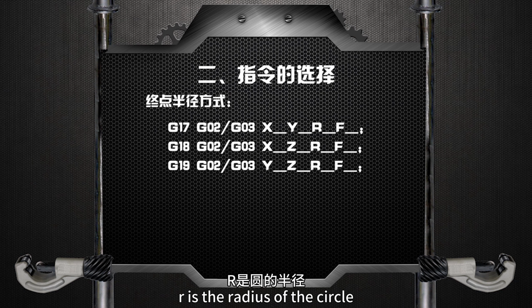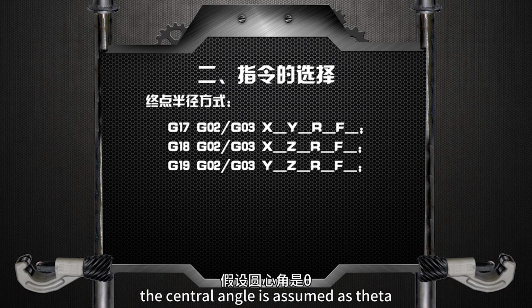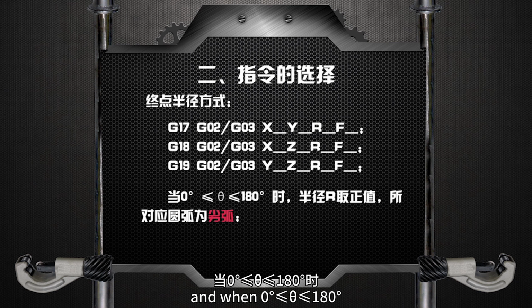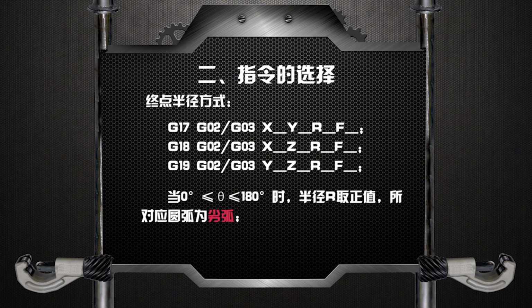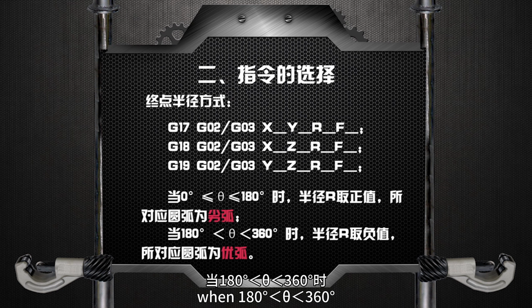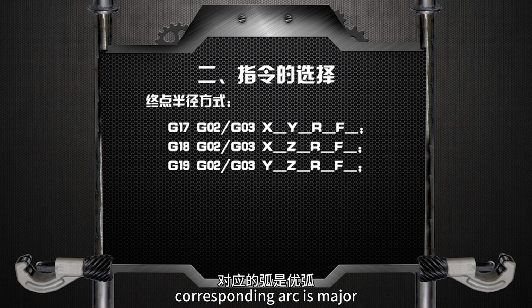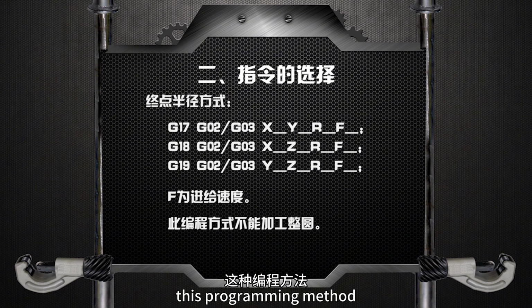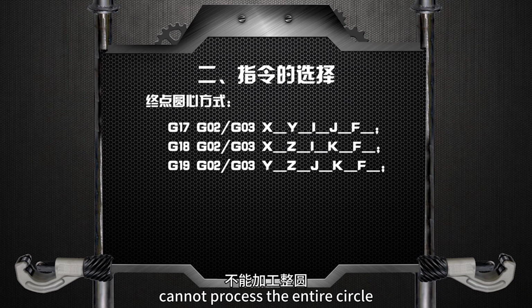R is the radius of the circle. In the picture, the central angle is assumed as theta, and when 0 degrees is less than or equal to theta is less than or equal to 180 degrees, and R is positive, the corresponding arc is minor. When 180 degrees is less than theta is less than 360 degrees, and R is negative, the corresponding arc is major. F indicates feed rate. This programming method cannot process the entire circle.